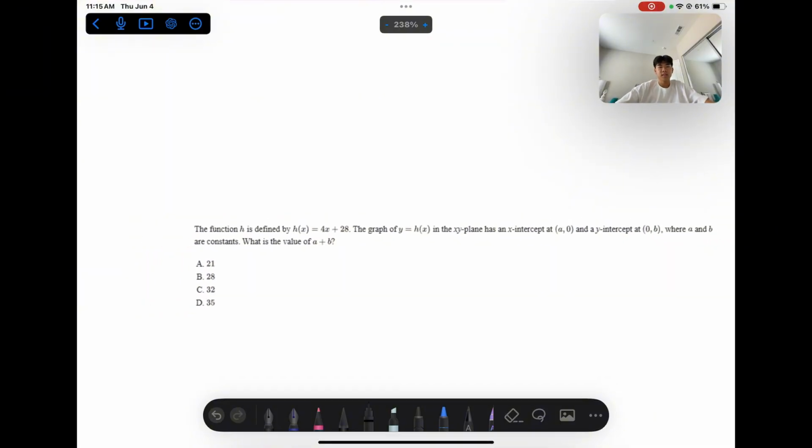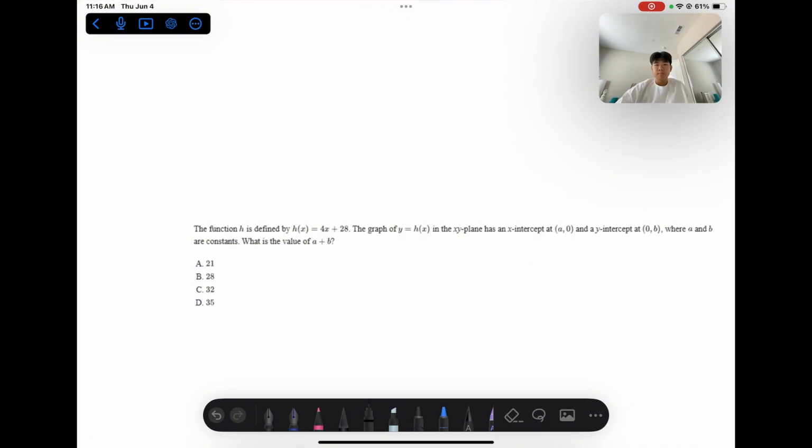The function h is defined by h of x is equal to 4x plus 28. The graph of y is equal to h of x in the xy-plane has an x-intercept at (a, 0) and a y-intercept at (0, b), where a and b are constants. What is the value of a plus b? All right, off the bat, this question seems very confusing, right? What do you mean you need to add up a plus b? I don't even know what the x and y intercepts are.